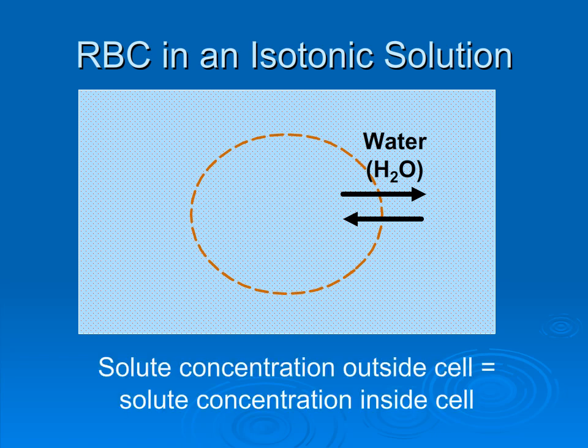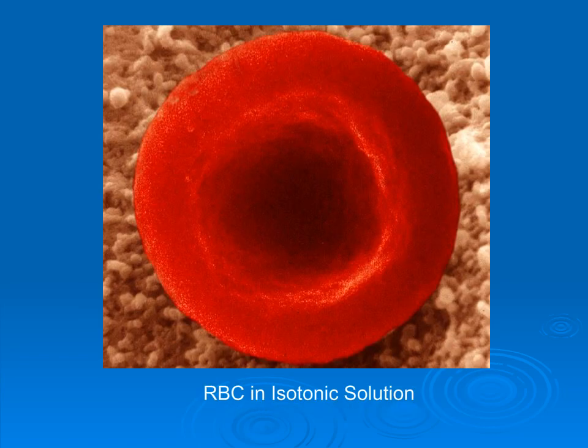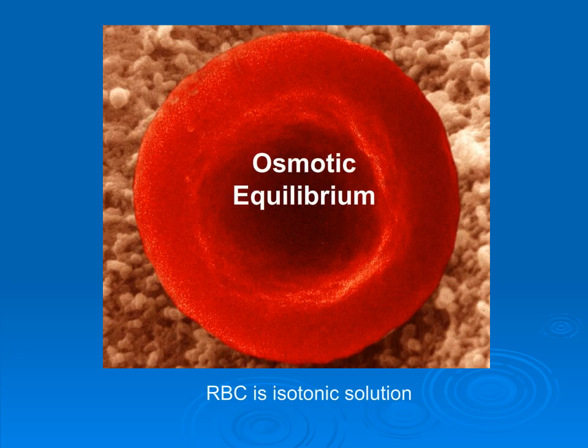In isotonic solutions, the solute concentration outside the cell is the same as the solute concentration inside the cell. This is a red blood cell in an isotonic solution. It normally has that depression in the center. We say that the red blood cell is in osmotic equilibrium in isotonic solutions.